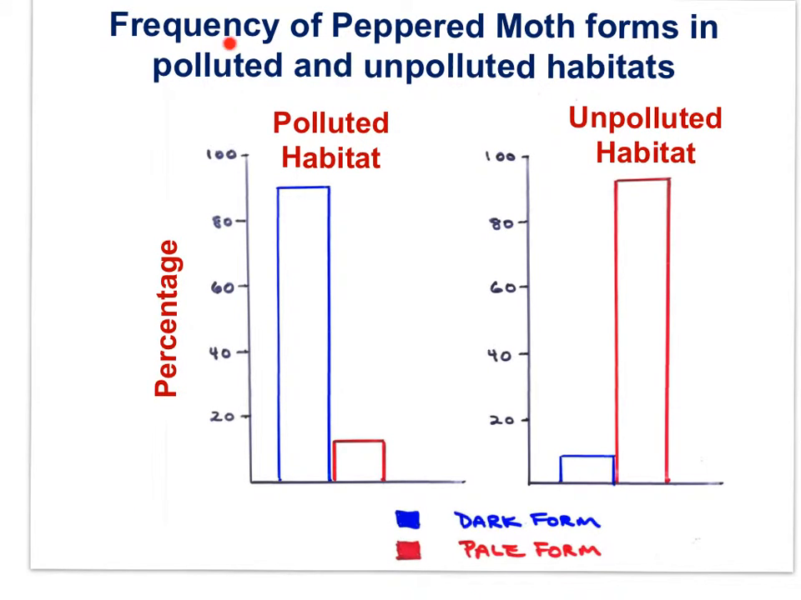These graphs show the frequency of peppered moth forms in polluted and unpolluted habitats. You can see in the polluted habitat, the dark form was prevalent, whereas in the unpolluted habitat, the pale form was higher in frequency. In these graphs, we can see how the frequency of alleles shifts with a changing environment. We can see polymorphism in the peppered moth populations because there is more than one allele for a gene. We have a dark form, we have a pale form. And we can see transient polymorphism because in different environments, one of the alleles is more advantageous than the other.